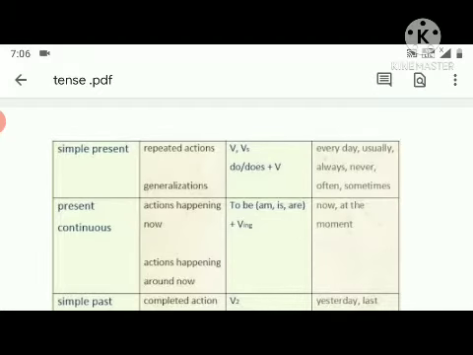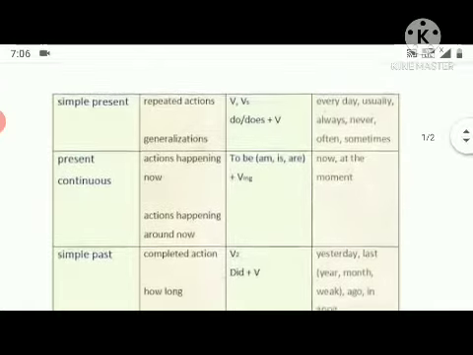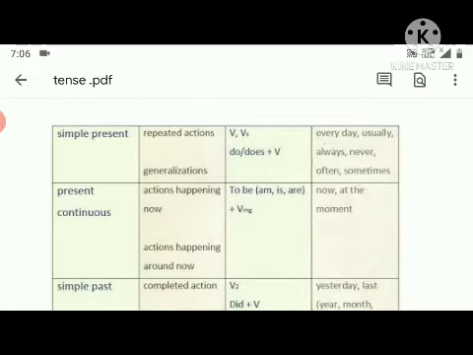Three basic tenses, present, past and future, which are classified in four different classifications, that are simple, continuous, perfect and perfect continuous. So we will generally understand the verb forms and structural formulas of all these 12 tenses, and by these formulas you will be able to understand and transform the sentences from one tense into another tense.